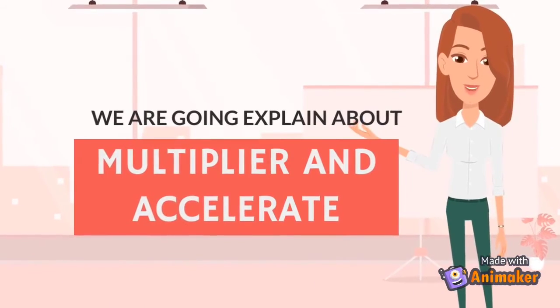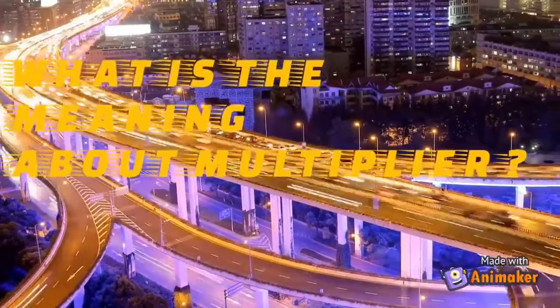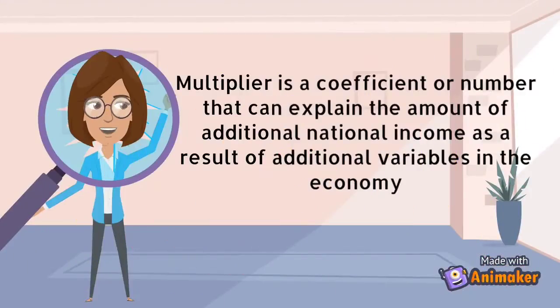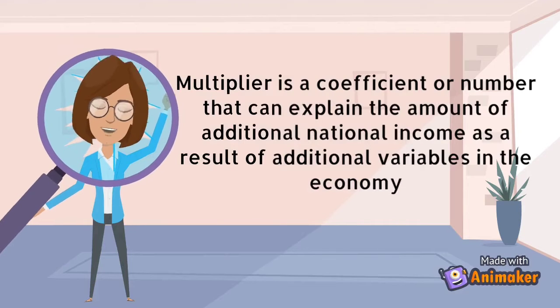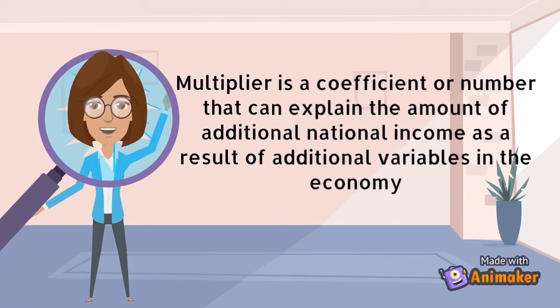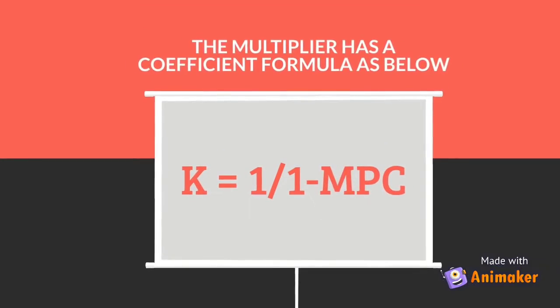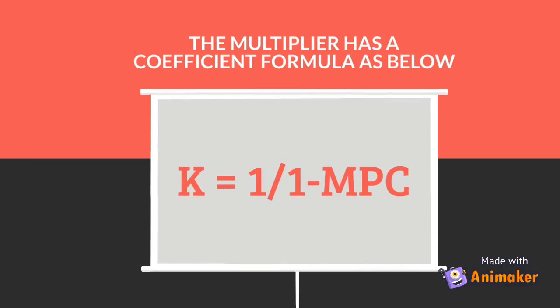Today we are going to explain about multiplier and accelerator. What is the meaning of multiplier? Multiplier is a coefficient or number that can explain the amount of additional national income as a result of additional variable in the economy. The multiplier has a coefficient formula as below.